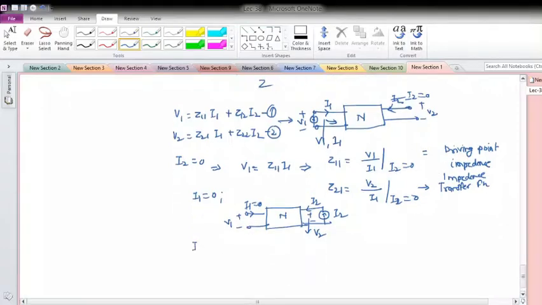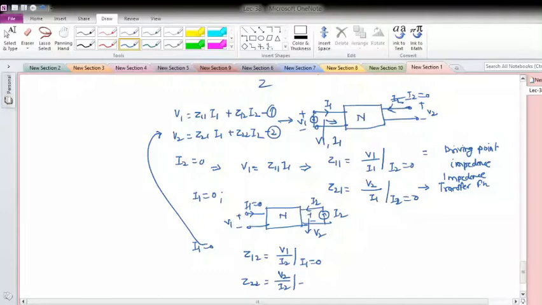Now if I1 is equal to 0, and I substitute in these equations, I will get Z12 equal to V1 upon I2 when I1 is equal to 0. And Z22 I will get as V2 upon I2 when I1 is equal to 0. So V1 over I2 will again be the impedance transfer function, and Z22 will be the driving point impedance.